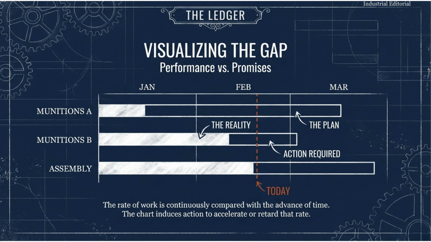And here's what made Gantt's approach revolutionary. It wasn't just retrospective. The chart, in his own words, continuously compares the rate of work with the advance of time. It forces you to ask, given where I am today, will I make my target? And if the answer is no, it tells you exactly where to intervene. Munitions A is behind. Get more workers on munitions A. Munitions B is ahead. Brilliant. Assembly is fine. Leave it alone. That's management. That's control. That's what a Gantt chart does.